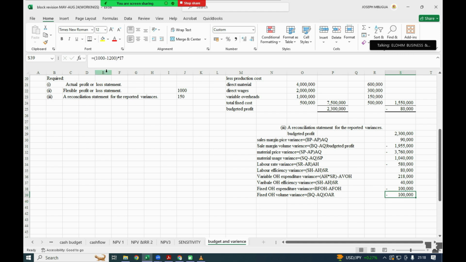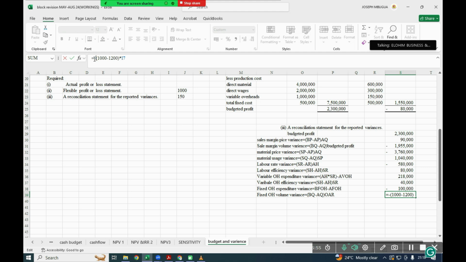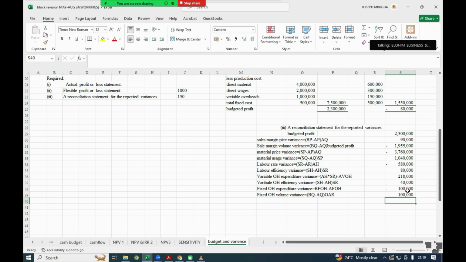But you'll find that this one is supposed to be favorable, not adverse, because the actual production was more than what we had budgeted. So it's supposed to be 100, of which now you'll find that the effect is 0.